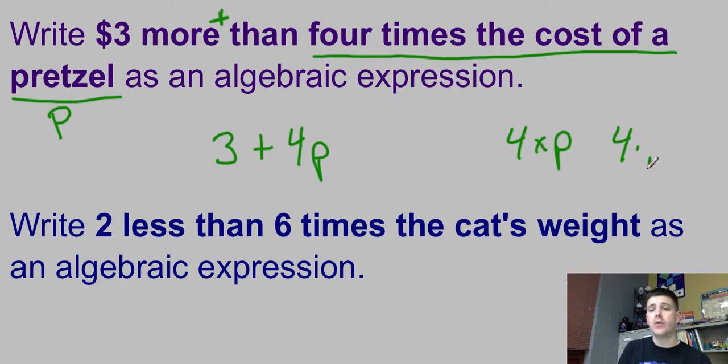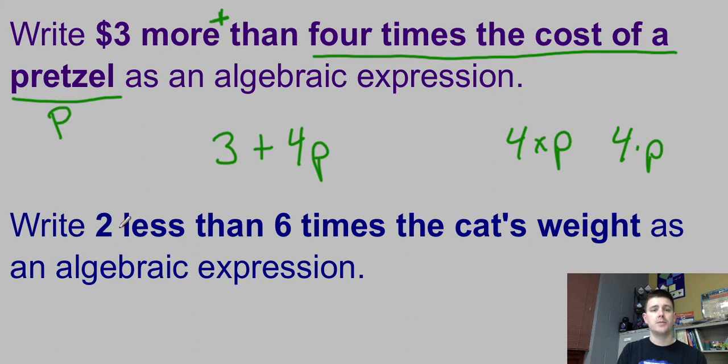I don't even want to see 4 times p. That's kind of 5th grade notation. We want to get to the point where we're simply writing 4p, meaning 4 times whatever the pretzel cost is. I want you to get in the habit of anytime you're showing a number and a variable being multiplied, they get written right next to each other with nothing in between. I want you to start to get to the point where you just know that that's what that means.